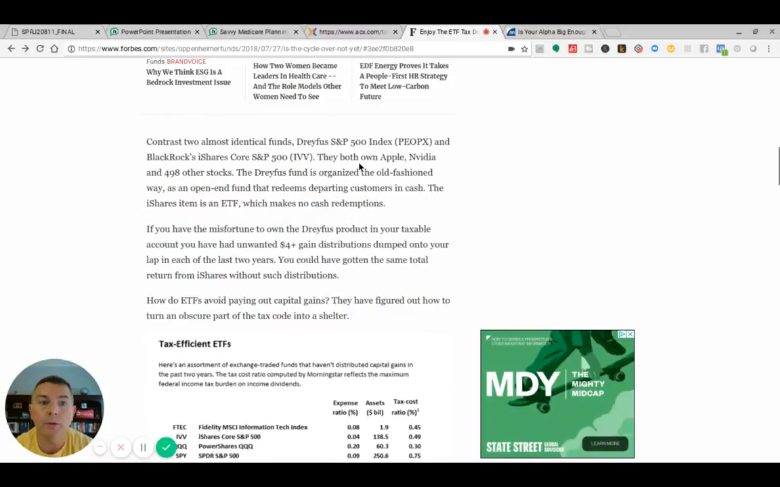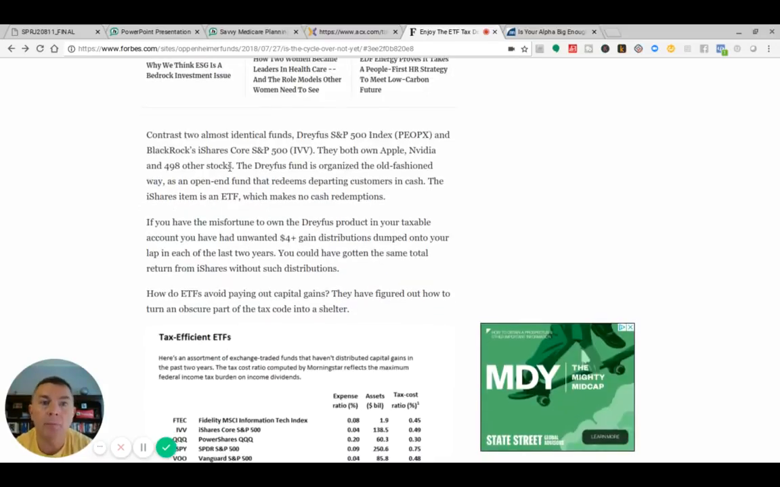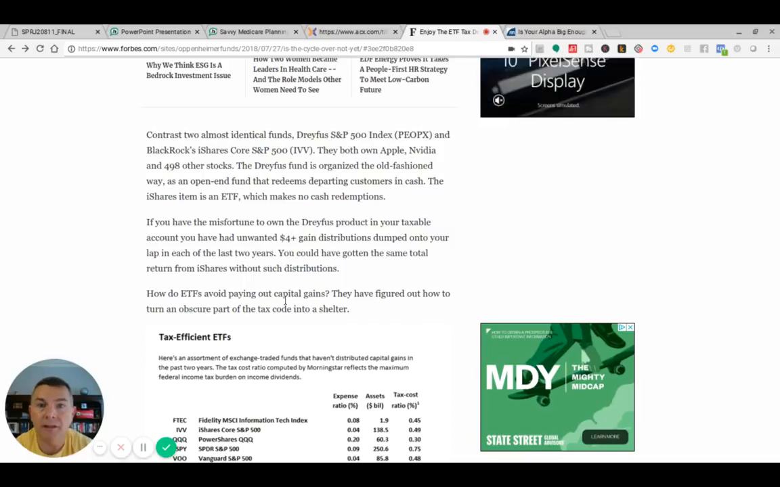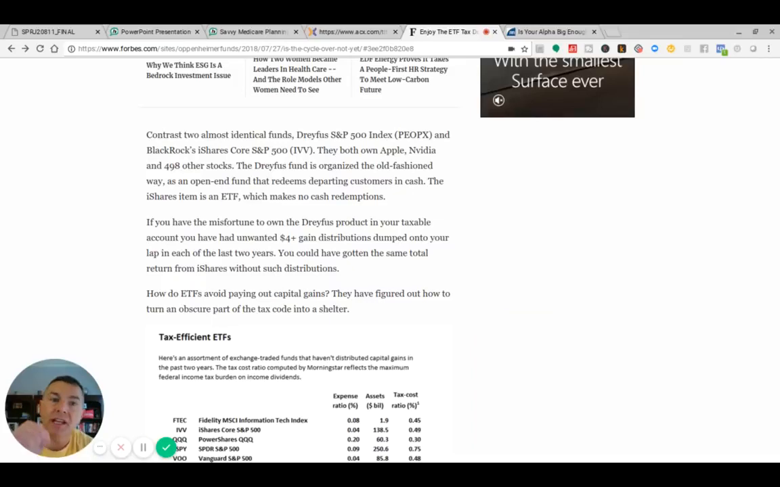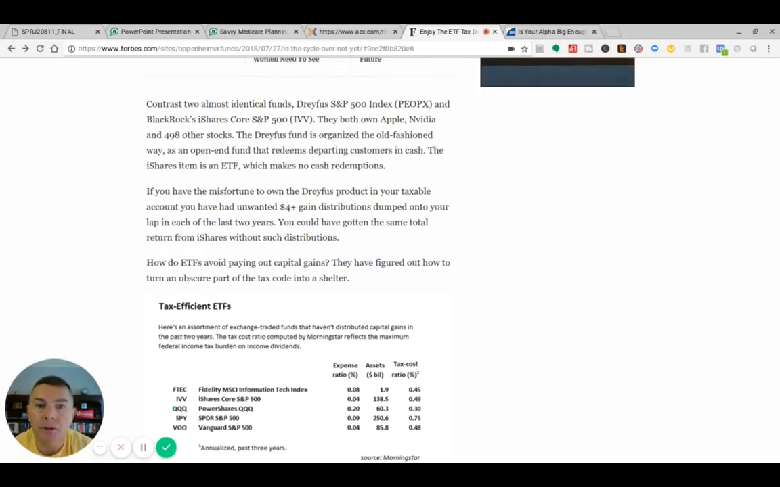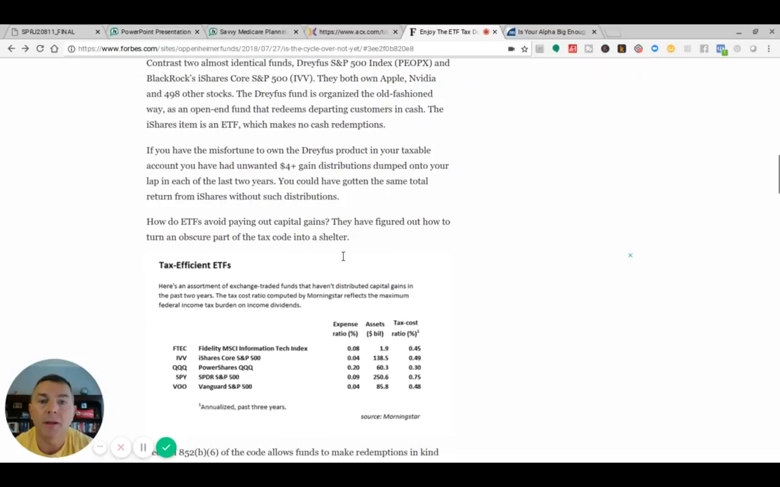Contrast two almost identical funds, the Dreyfus S&P 500 and the BlackRock S&P 500 ETF. They both own Apple and 499 other stocks. NVIDIA, I guess. The Dreyfus Fund is organized the old-fashioned way as an open-end fund that redeems departing customers in cash. The iShares, which is an ETF, makes no cash redemptions. If you have the misfortune to own the Dreyfus product in your taxable account, you have an unwanted gain of $4 dumped into your lap each of the last 2 years. You could have gotten the same total return from the iShares without such distributions.